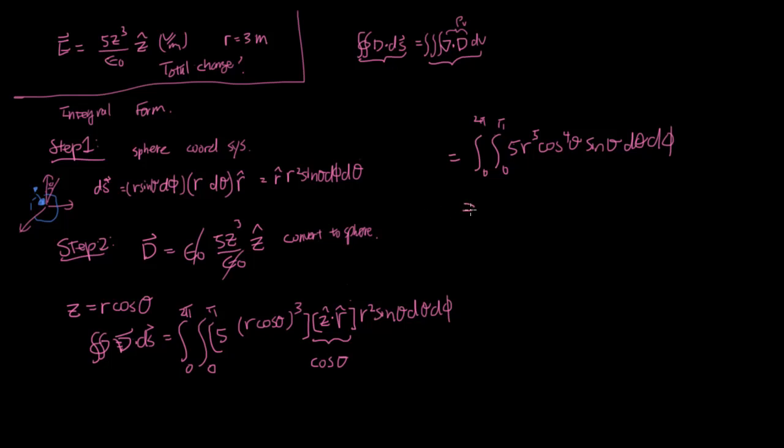Right? So let's pull out all the things that we don't have to worry about. So 5 r to the fifth. In this case, this closed surface is a sphere of radius 3. That's the closed surface that we're integrating. So let's just plug the 3 in here. So we have r to the fifth. No phis. That's nice. So we'll just go 0 to 2 pi of d phi.